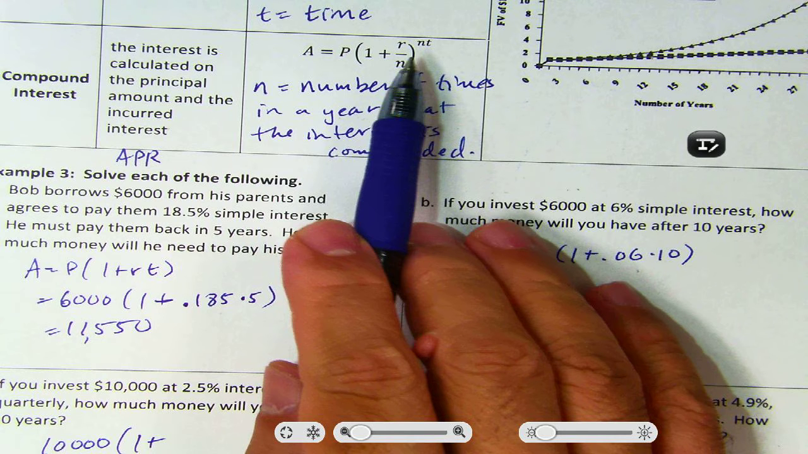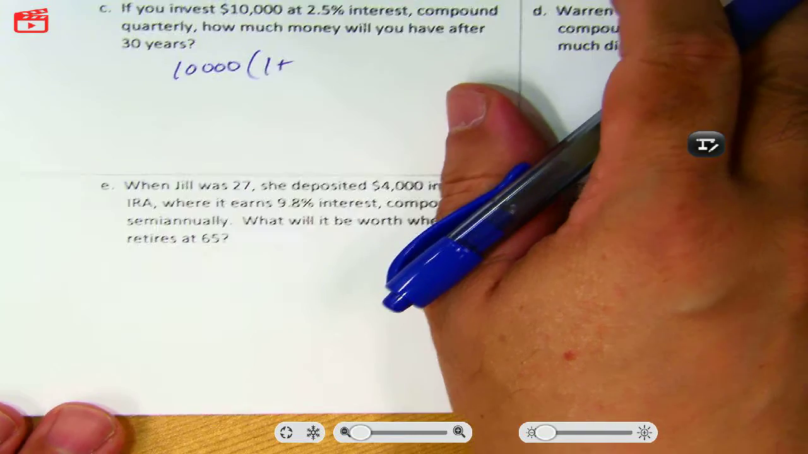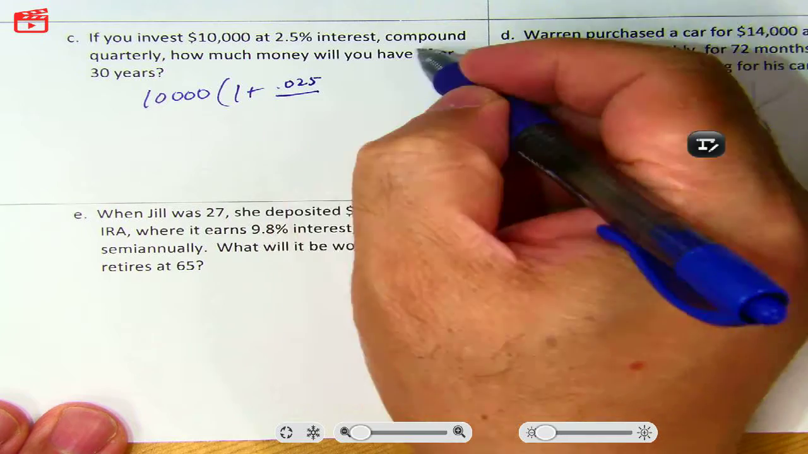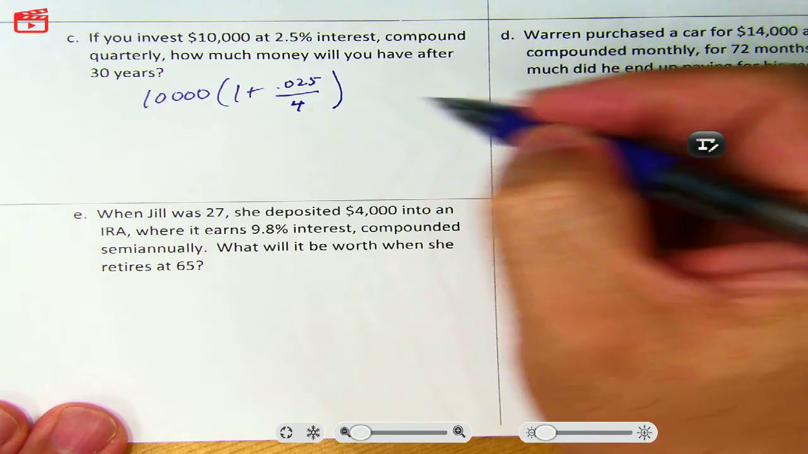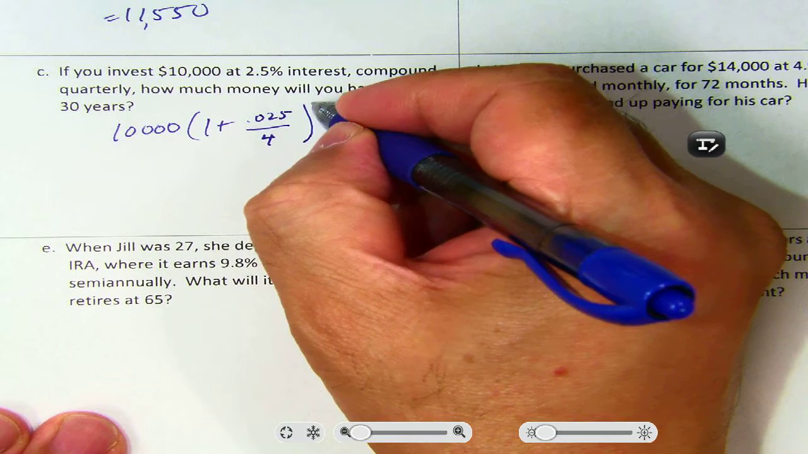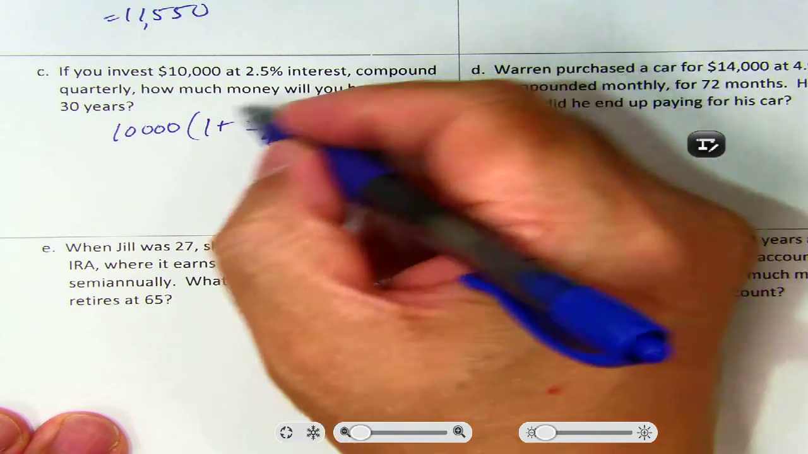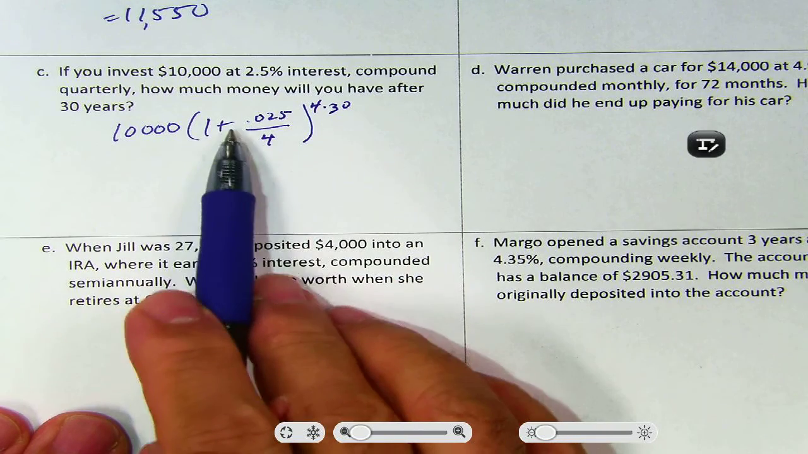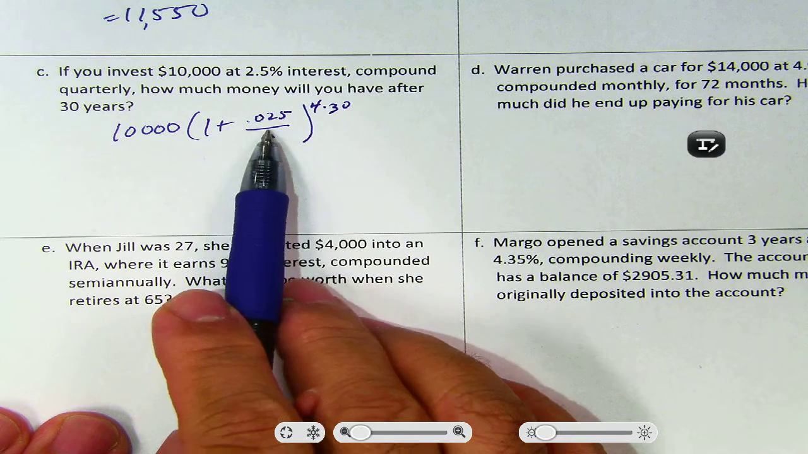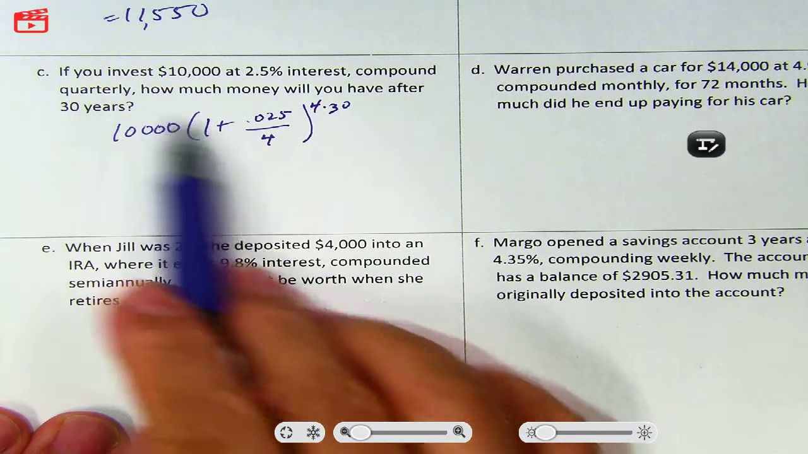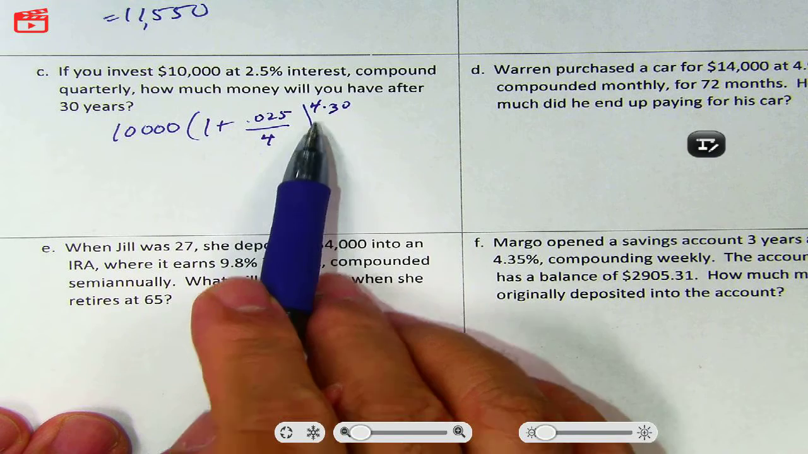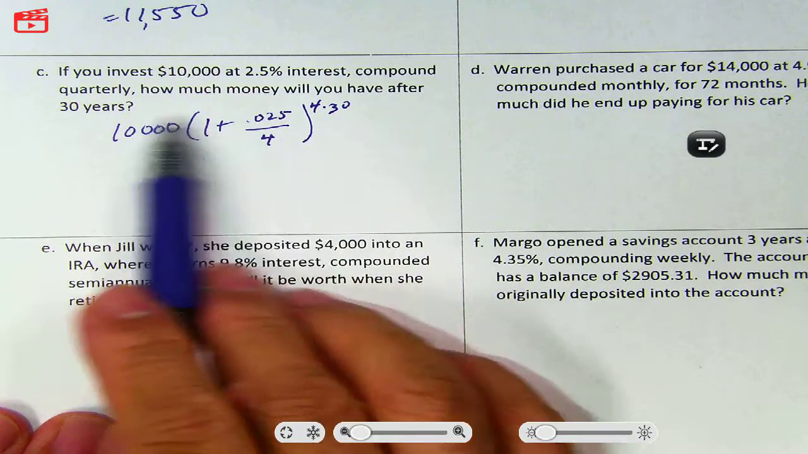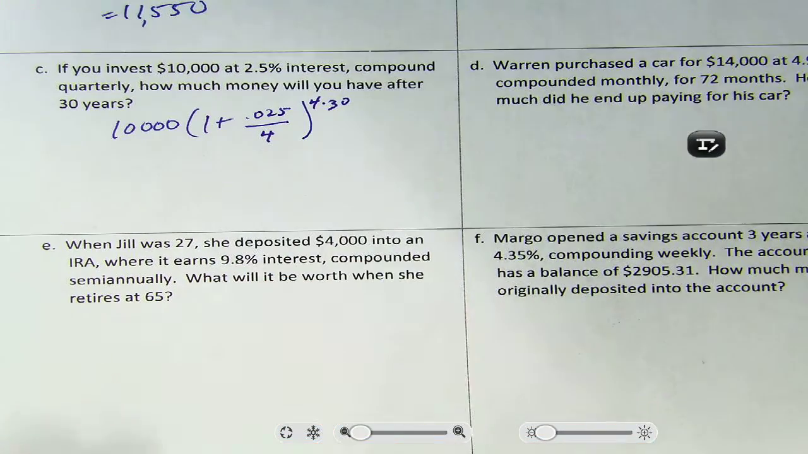2.5%, that's going to be 0.025 over compounded quarterly, so that means it's compounded 4 times a year. And you compound it quarterly, so it's 4 times, and then the number of years is 30. So that's what that is. It's 10,000, that's the original amount, 1 plus the rate in decimal form, that's 0.025, over the number of times it's compounded, so it's over 4, close parentheses. The first number is how many times it's compounded in a year, so it's 4 times, times the number of years. All right, I'm going to put this in the calculator.